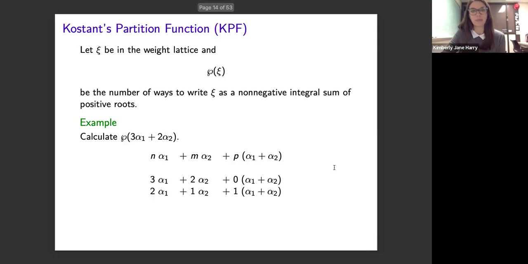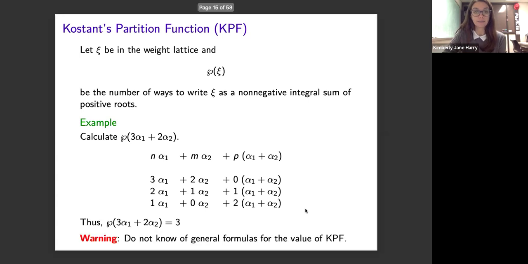Another way would be putting a 2 in front of my alpha 1, a 1 in front of my alpha 2, and then a 1 in front of alpha 1 plus alpha 2. Because if I add up my alpha 1s, notice I have 2 of them here and 1 of them here, so that gives me my 3 alpha 1. And then the alpha 2s, I have 1 alpha 2 here and 1 over here, I add those up and I get 2 of my alpha 2s.